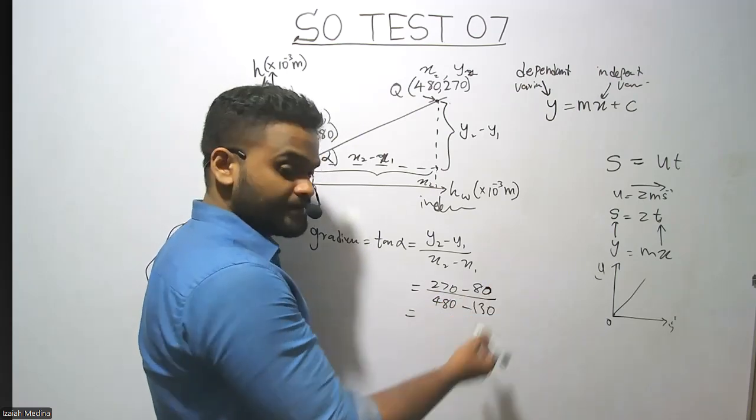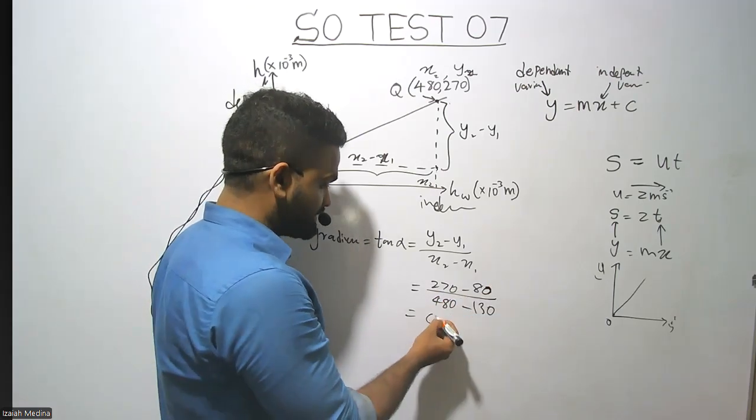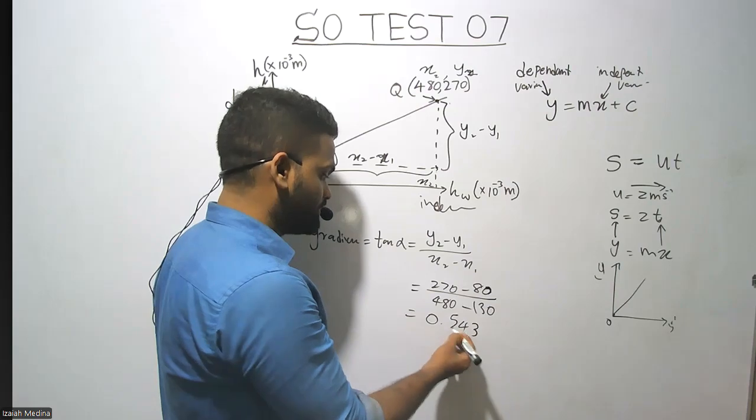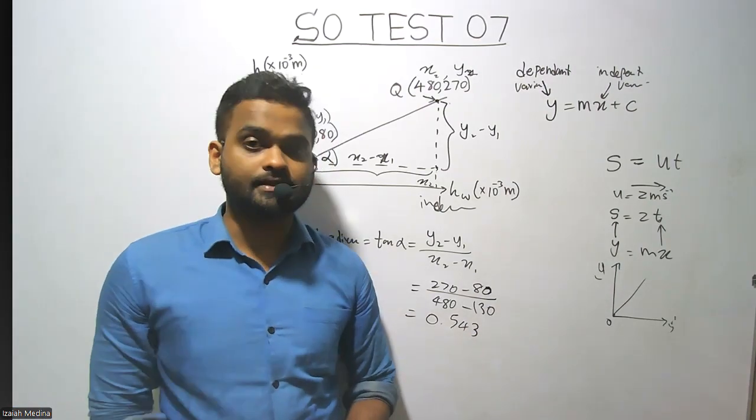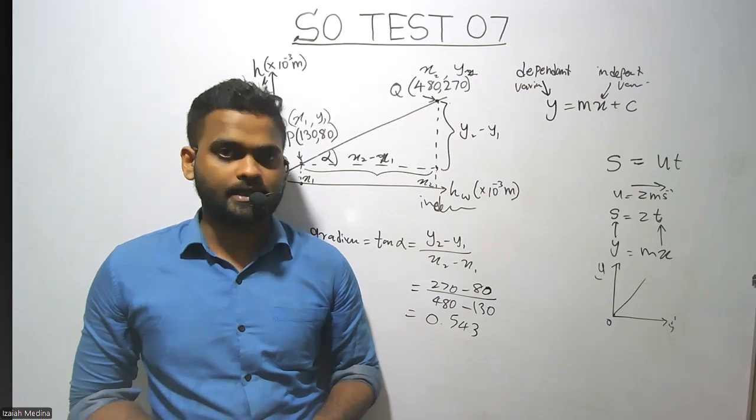Right. So I'm just going to write the answer here. So the correct answer is 0.543. So the correct answer is the first one, right? First one is the correct answer.